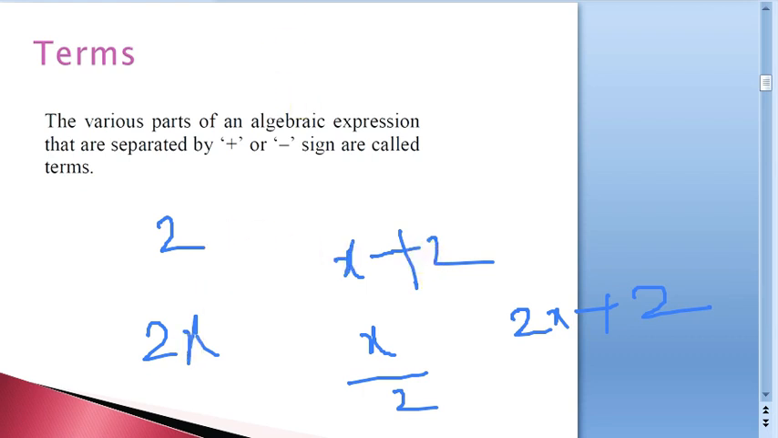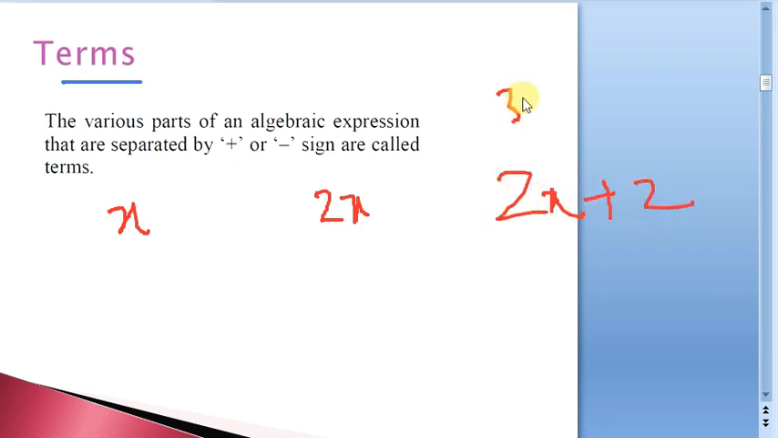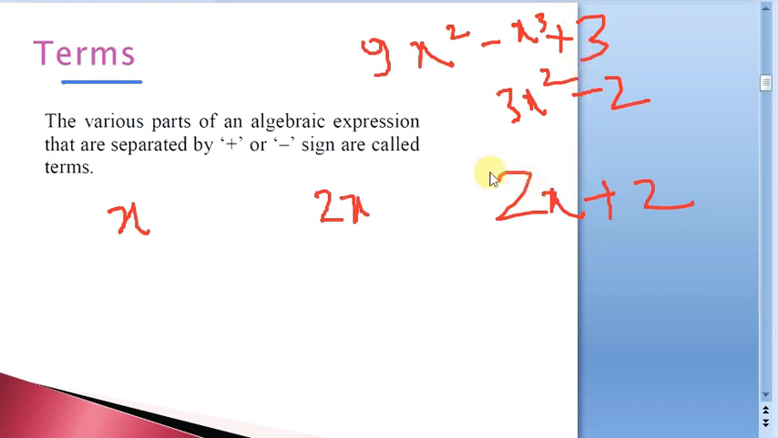After understanding algebraic expressions, we need to know what terms are and how we count them. Suppose we have expressions like x, 2x, 2x plus 2, 3x square minus 2. Let us take one more, 9x square minus x cube plus 3. These are the things that I have taken. Now we need to count the number of terms in all these expressions. So these are expressions only, right?